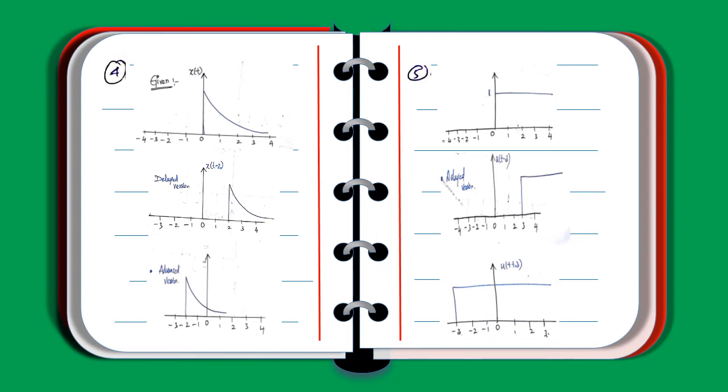So what we should remember is that for a delayed version, the shift is towards the right side. For an advanced version, the shift is towards the left side.